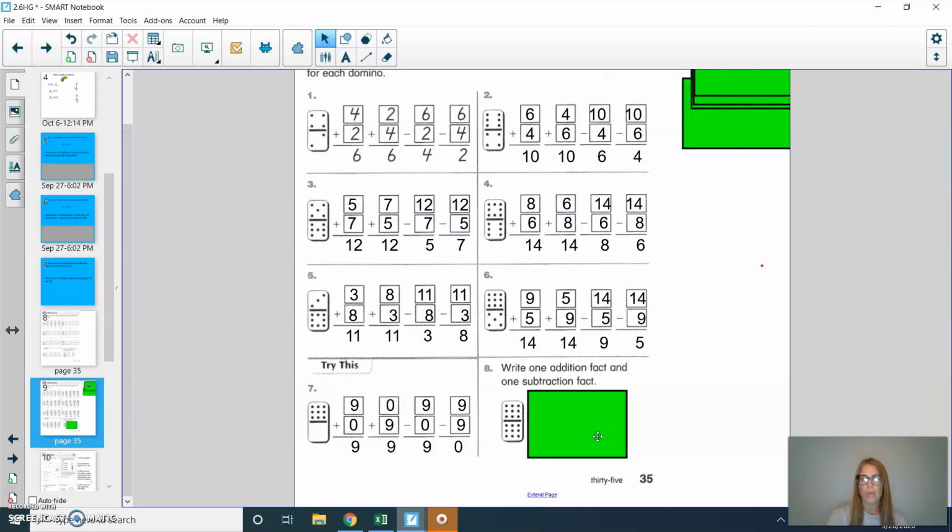Then for number 8, write 1 addition fact and 1 subtraction fact. So I did 9 plus 9 equals 18, and 18 minus 9 equals 9. If you have any questions with this, you can ask your classroom teacher, but otherwise double check to make sure you had your dominoes and fact families correct.